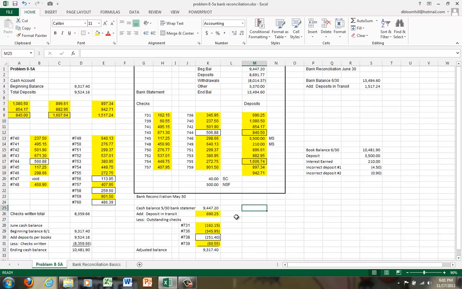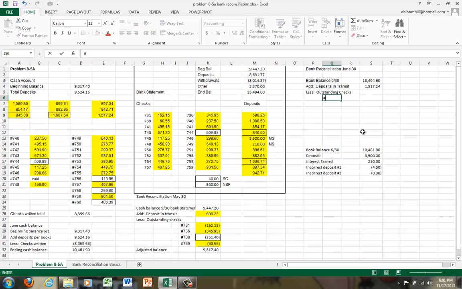dealt with. Finally, we can see on the bank statement that we have the one error that we need to take care of, but we have two other items that we also need to take care of: the service charge and the NSF check. So let's get started. On the bank side, we're going to subtract all of our outstanding checks. And I would advise you to write the numbers.